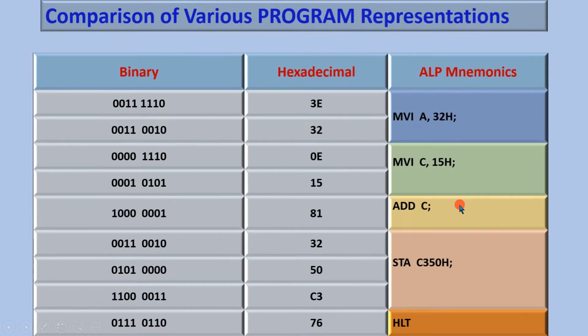Now let us compare various representations, computer program representation.